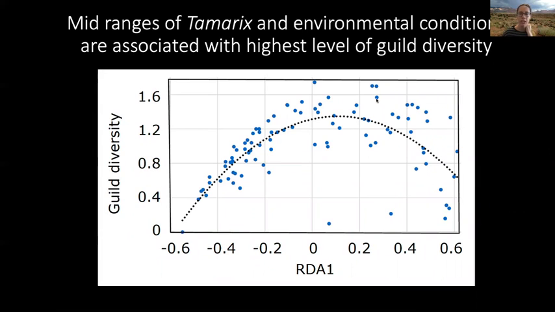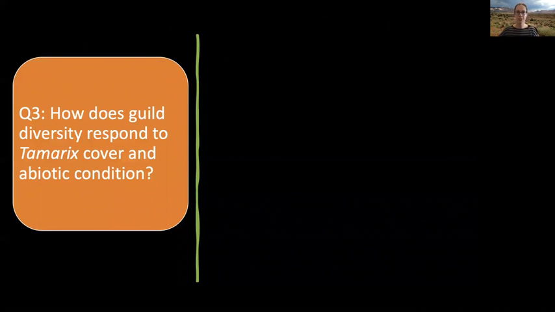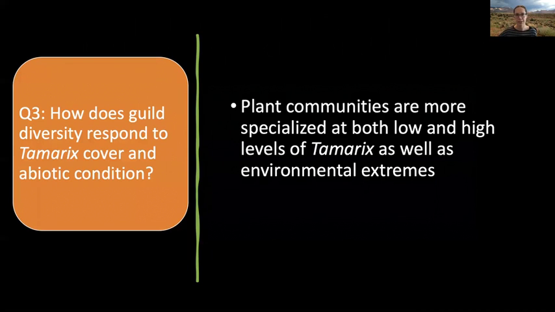So very dry as well as very wet sites have a much lower diversity, and the same is true of Tamarix cover. Very high Tamarix cover and very low Tamarix cover have lower diversity than intermediate levels. So this relationship was confirmed with a quadratic mixed effects model, and the RDA1 explains 43% of the variation in guild diversity. So how does guild diversity respond to Tamarix and abiotic condition? Basically, plant communities are more specialized at both low and high levels of Tamarix, as well as environmental extremes.